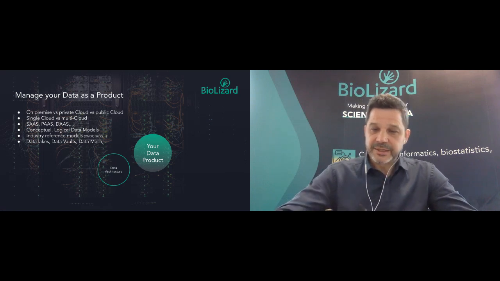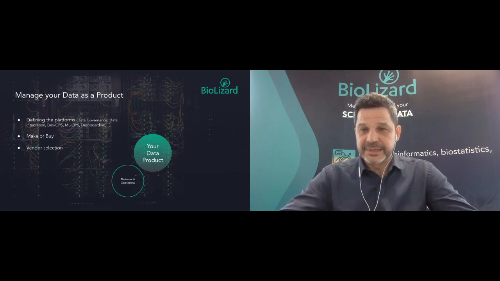And again, here, look at industry standards. So we have industry standards like OMOP, Bridge. These are industry standard data models, more in the preclinical phase, I must say. But they can be an inspiration if you want to start developing your own data models. And then you go into the more technical detail. Do I go for data lake, data vaults, or what have you?